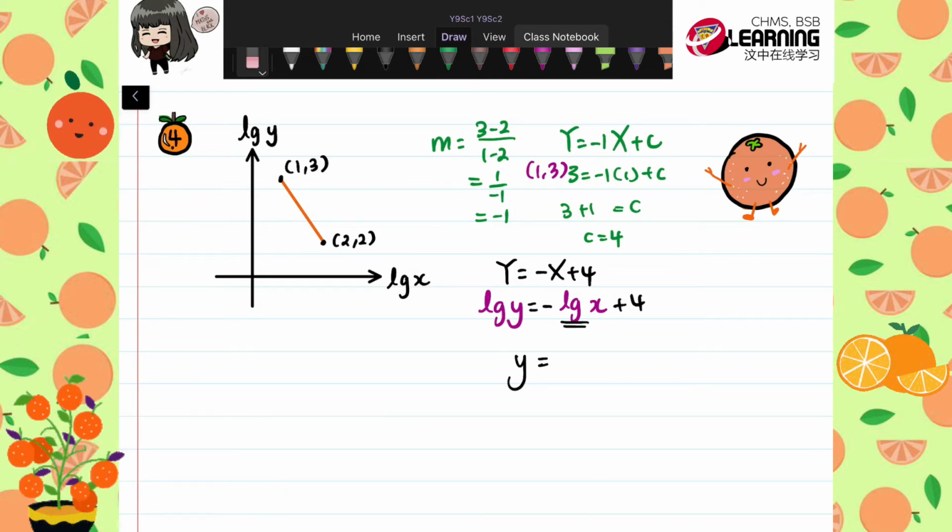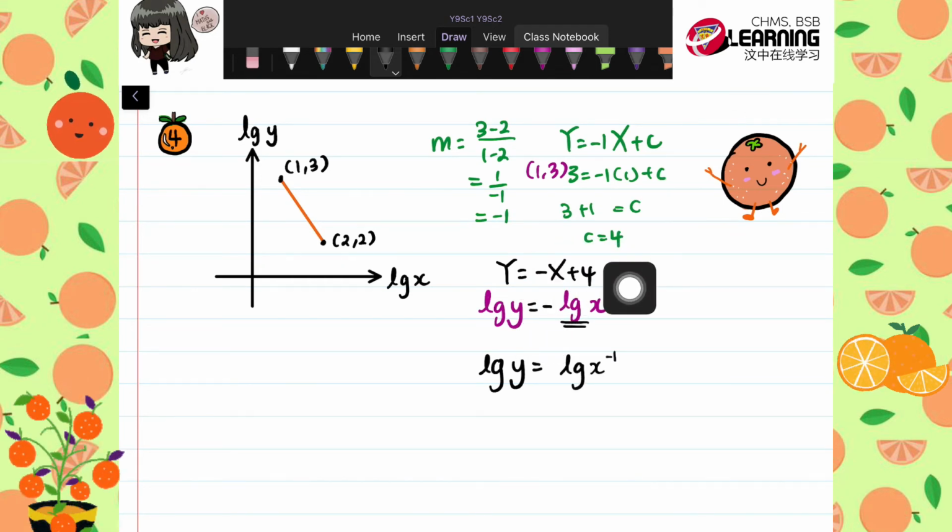So what do you do if both have log? You have to make this into a single log. This one is not a single log yet because you have a plus 4 here. This topic is under the log topic, so I'm going to teach you how to do this. You can try it, pause the video and try by yourself. If not, then look at here.